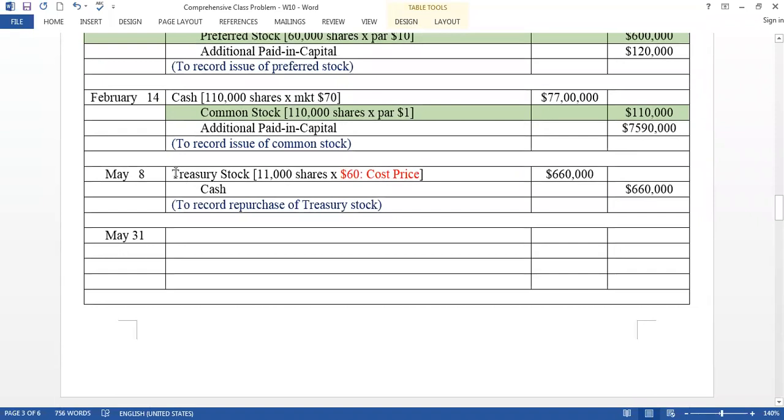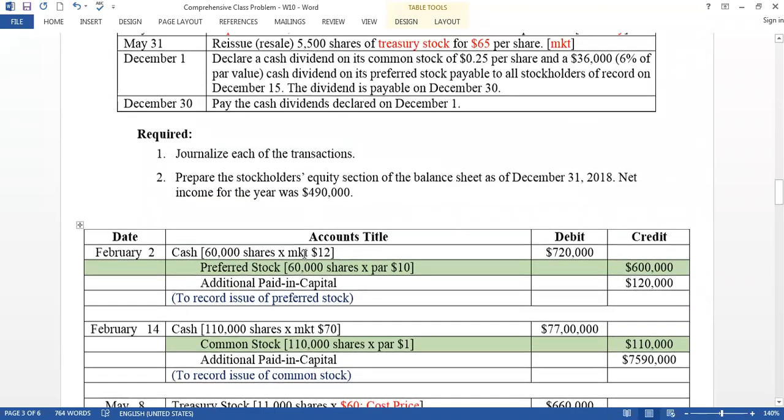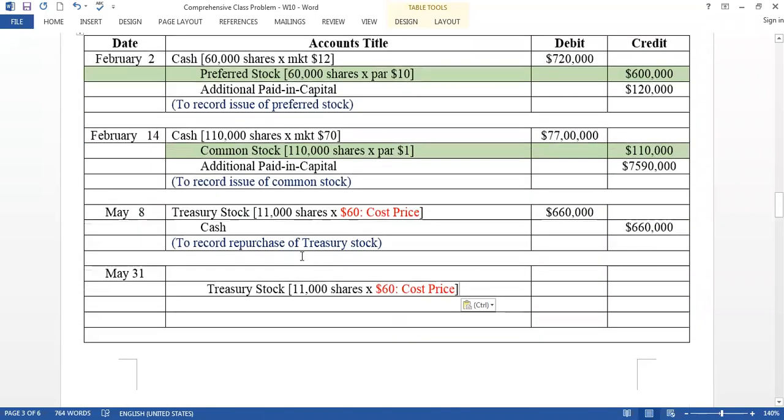Now treasury stock is going to decrease. Look here. How many treasury stock shares decrease according to this question? 5,500. And we know that treasury stock always follows the cost price. So how much does treasury stock decrease? 330,000.